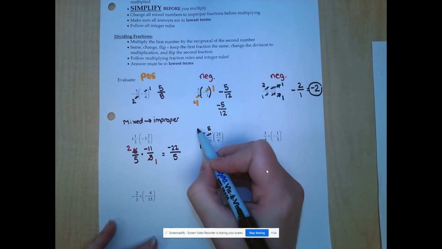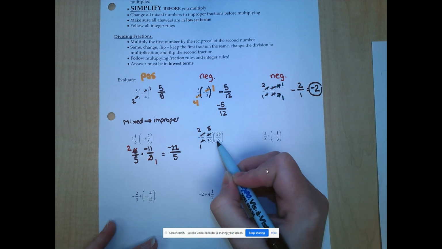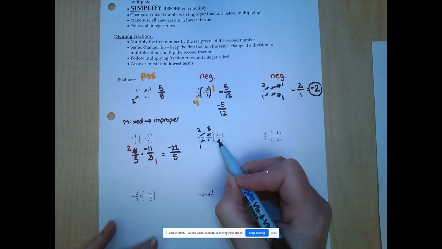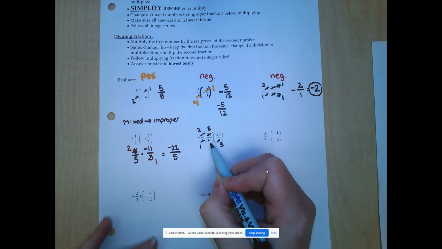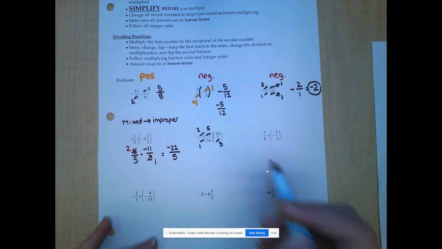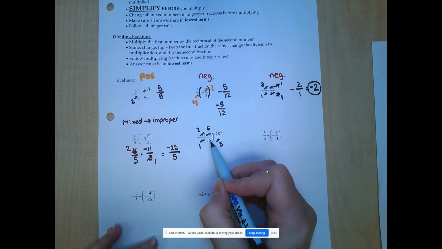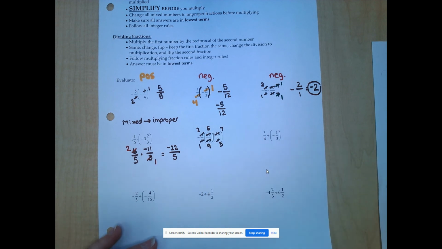4 divided by 2 is 2. 6 divided by 2 is 3. And 28 and 36, what do I think? 28 and 36 are divisible by 4. 28 divided by 4 is 7. 36 divided by 4 is 9. I've simplified. I've got a 2, a 5, and a 7. I've got a 1, a 9, and a 3.